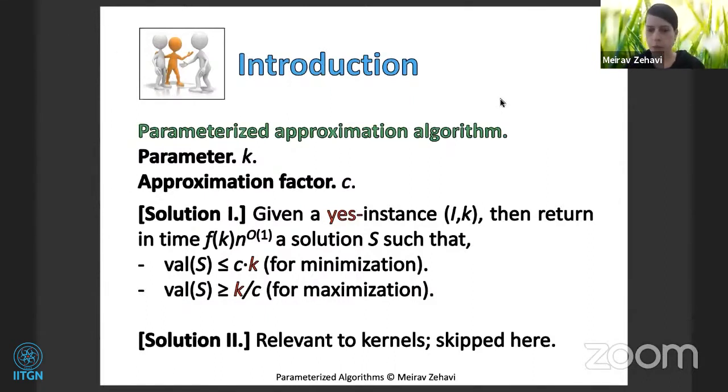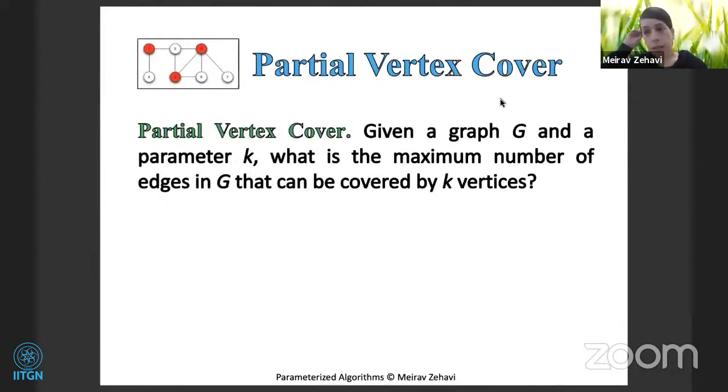So now let's move on. I will directly give an example of a parameterized approximation algorithm. In this talk, we will have two examples. The first will be easier than the second, and then maybe, if we have some time in the end, I will show another thing. If not, then that is fine.